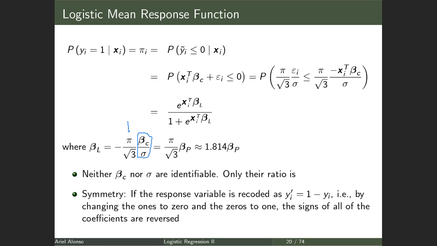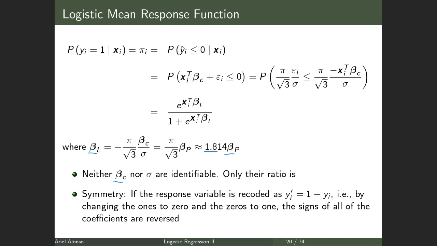So it is just one, the coefficient for the logistic model over here is just 1.81 beta L, the beta P, the P you got from the Probit model. There is a relationship, an approximate relationship between the coefficients you get from the Probit and the coefficients you get from the logit model. Now, again, beta C is not identifiable.